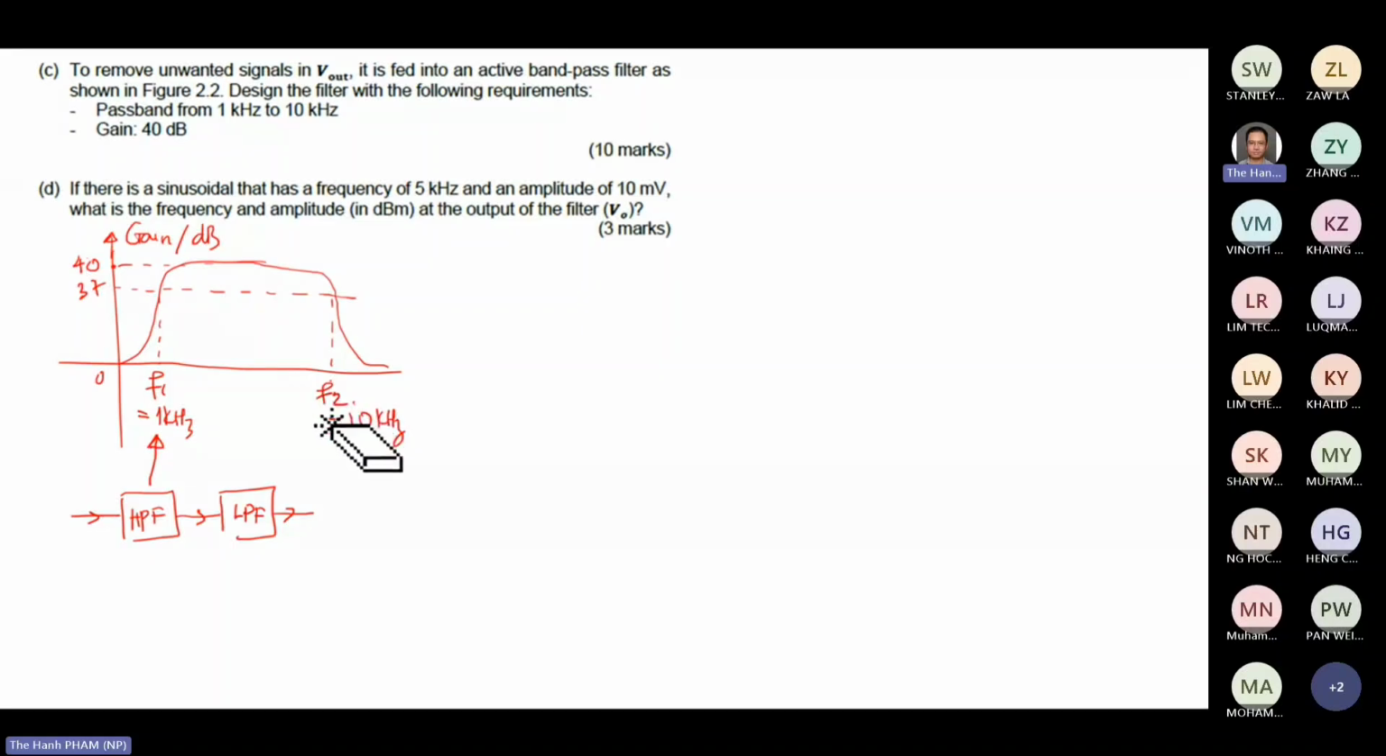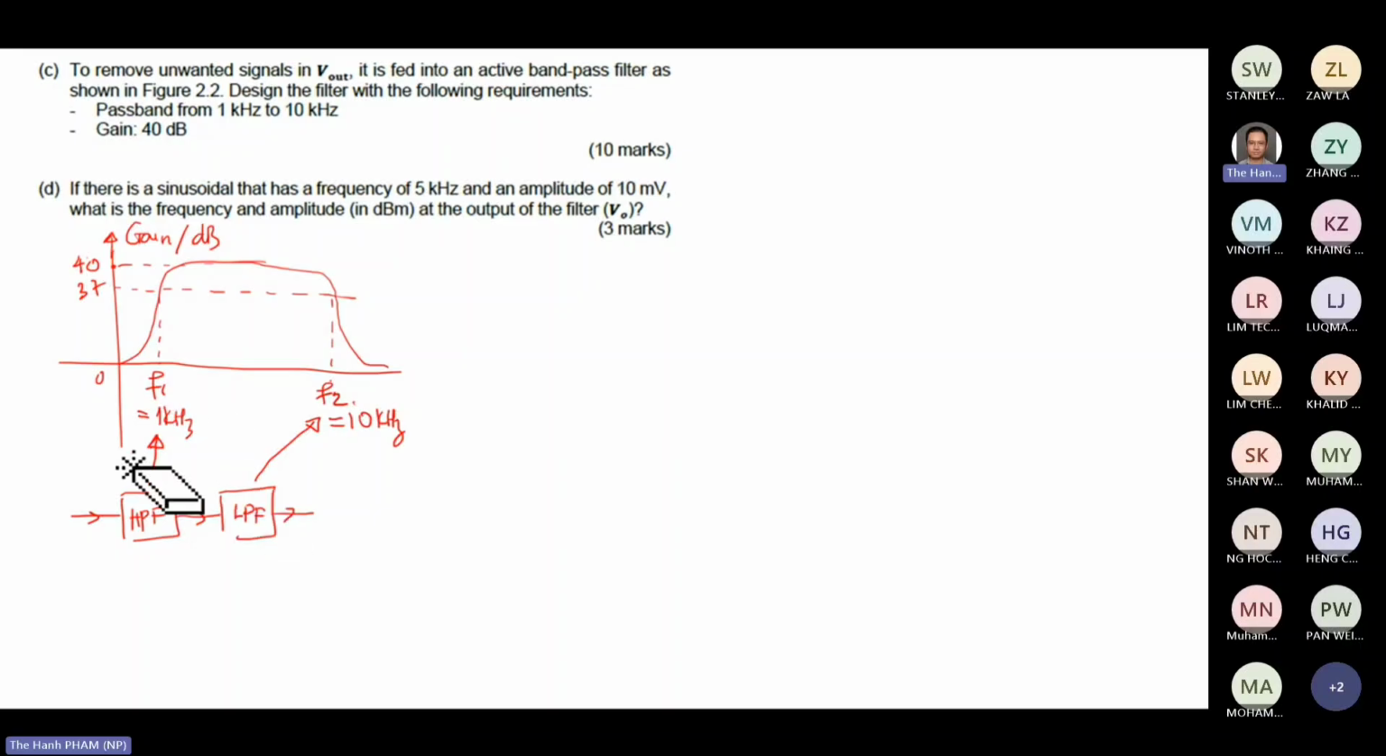And for the low pass filter, the cutoff frequency should be higher. I hope you still remember when we talked about this, I showed you what happens if the low pass filter has a cutoff frequency of 1 kilohertz and the high pass filter has a cutoff frequency of 10 kilohertz. Basically, you remove all the frequencies. So the cutoff frequency of the high pass filter must be lower than the cutoff frequency of the low pass filter. That is point number one.